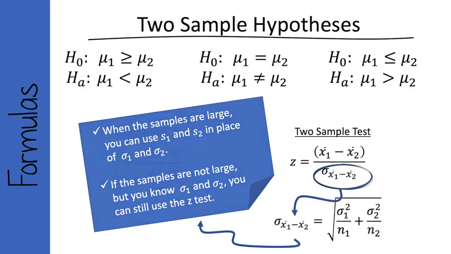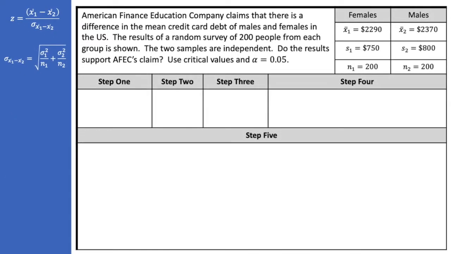So let's try this out with an example. American Finance Education Company claims that there's a difference in the mean credit card debt of males and females in the United States. The results of a random survey of 200 people from each group is shown. The two samples are independent. Do the results support AFEC's claim? We're going to use critical values and a significance level of 0.05.